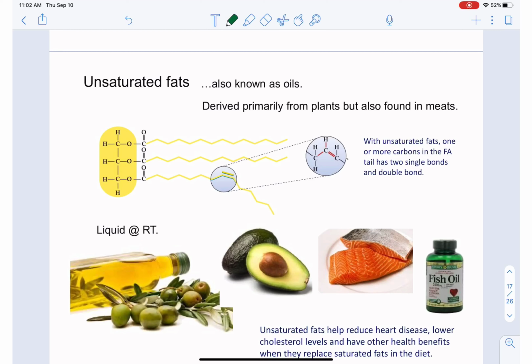Then we have unsaturated fats. And unsaturated fats are known more commonly as oils. When we're talking about oils, we're talking about unsaturated fats. And unsaturated fats are derived primarily from plants, but they are also found in meats as well. And unsaturated fats tend to be liquid at room temperature.